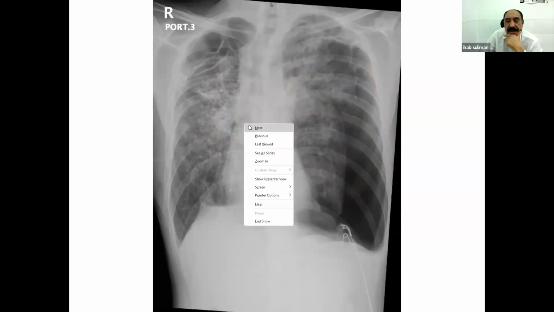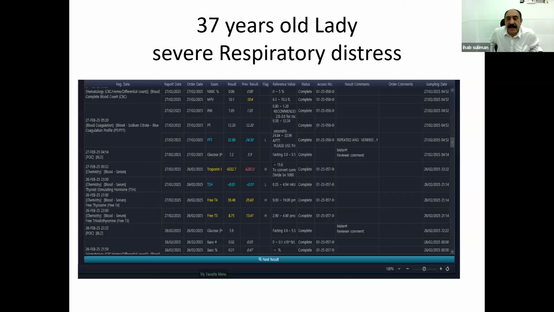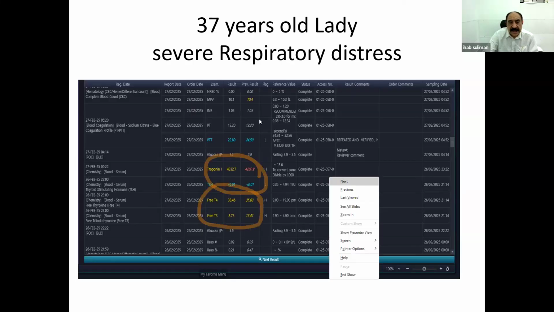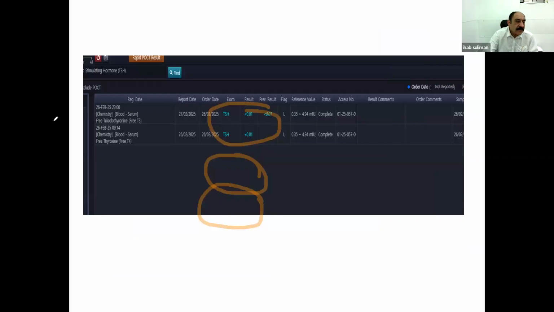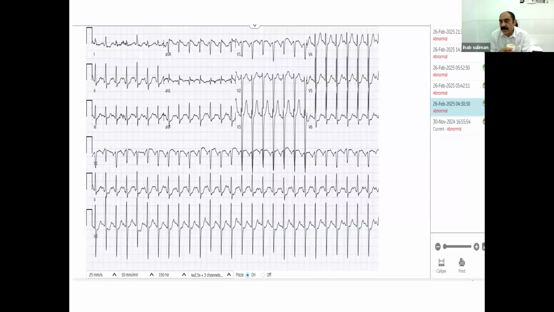So let us move on to another example of a 37 years old lady who came with severe respiratory distress, and she was having positive troponin I, and she had abnormal thyroid markers. TSH is very low. So what is seen on her ECG? Let us give you the ECG. So what is the ECG showing?